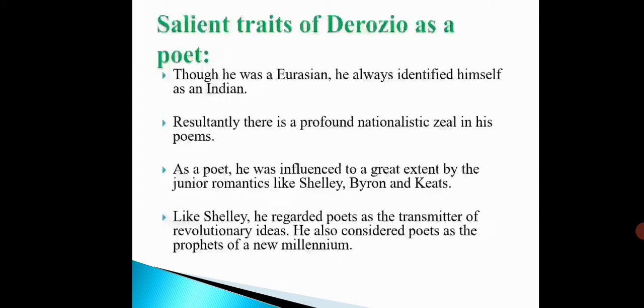Now friends, what are the salient traits of Derozio as a poet? Firstly, though Derozio was a Eurasian, he always identified himself as an Indian, as an East Indian. Resultantly, there is a profound nationalistic zeal in his poems. Next, as a poet, he was influenced to a great extent by the young or junior romantics like Shelley, Byron and Keats. He was greatly influenced by Shelley, by his prophetic vision. Like Shelley, he regarded poets as the transmitters of revolutionary ideas. He also considered poets as the prophets of the new millennium.